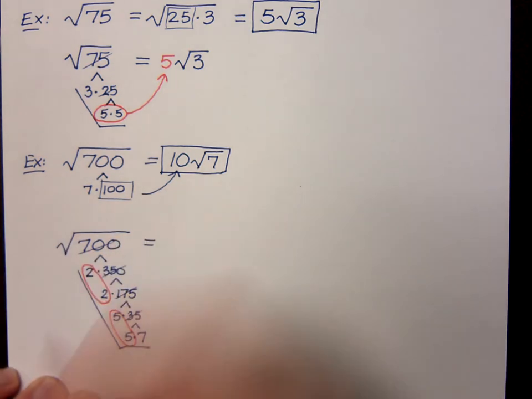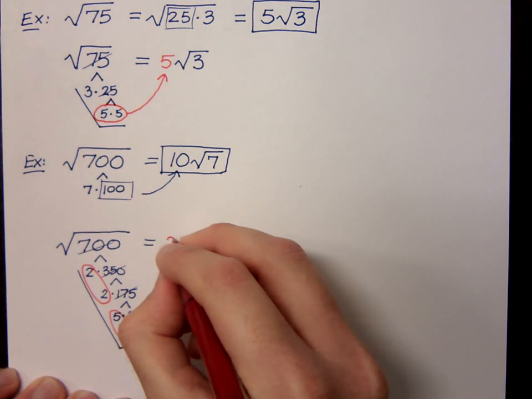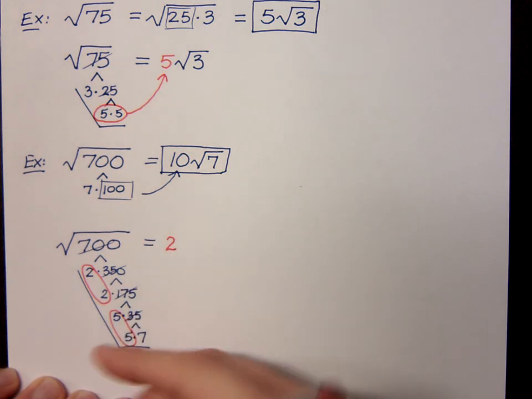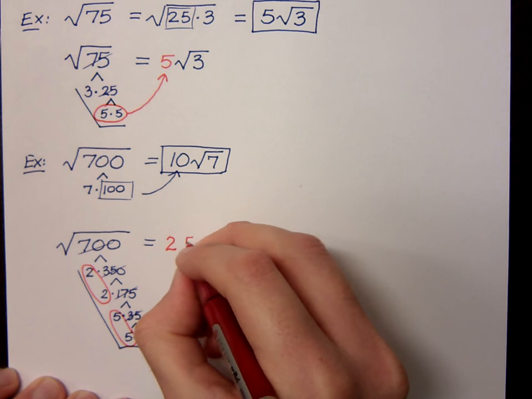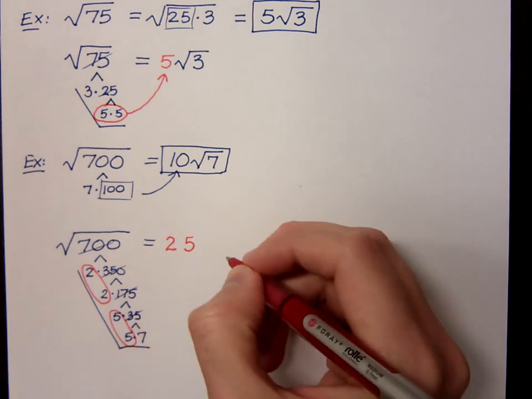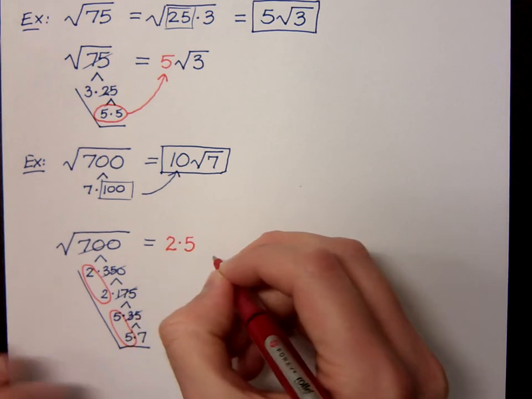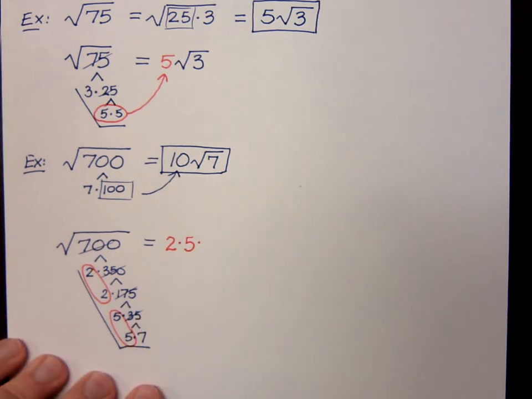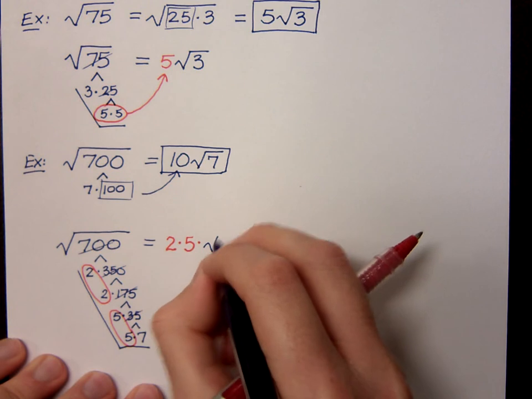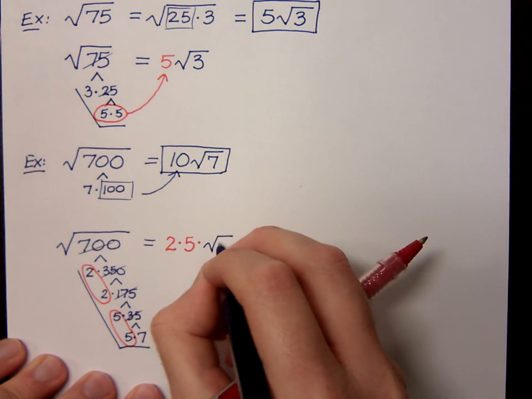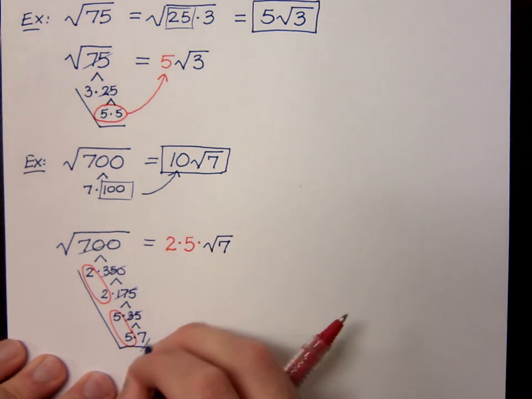That means that anything that gets pulled out of this guy, so having a pair of 2's inside gives me one 2 on the outside. Having a pair of 5's gives me one 5 on the outside. What goes in between the 2 and the 5? Multiplication. Since all of this was multiplication, this is multiplication, and that's multiplication times what was left inside the radical. This was the lone guy left inside, right?